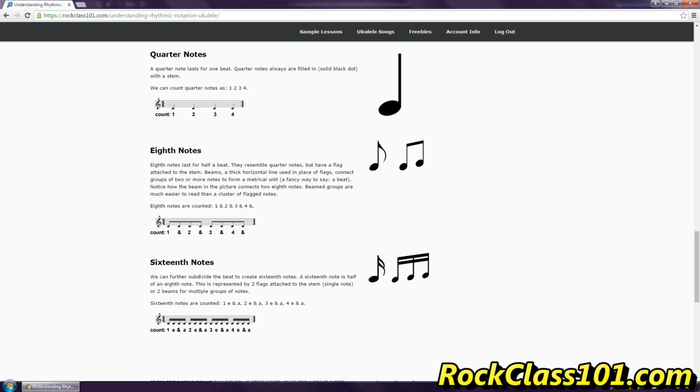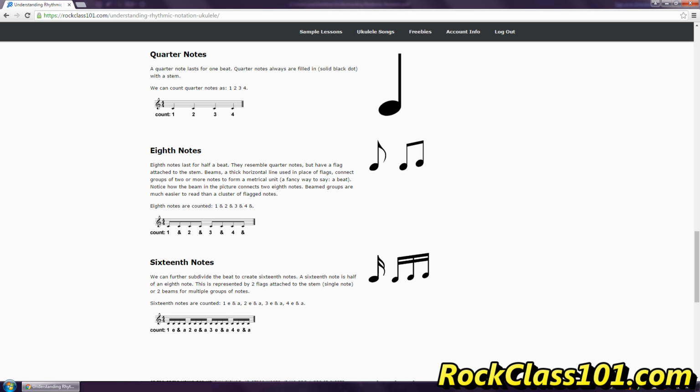Underneath that, we see quarter notes. Quarter notes are filled in black dots. They're solid black dots. And quarter notes last for 1 beat each. So we would literally be hitting every single beat. We would have 1, 2, 3, 4, right? Ba, ba, ba, ba. Okay?